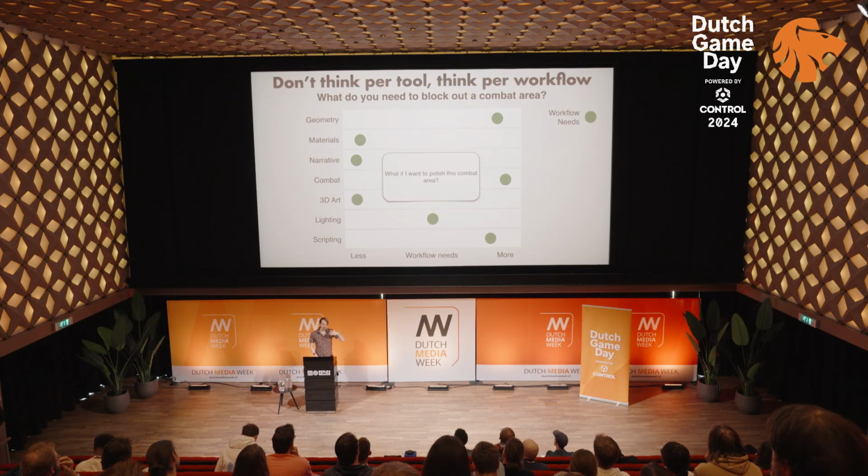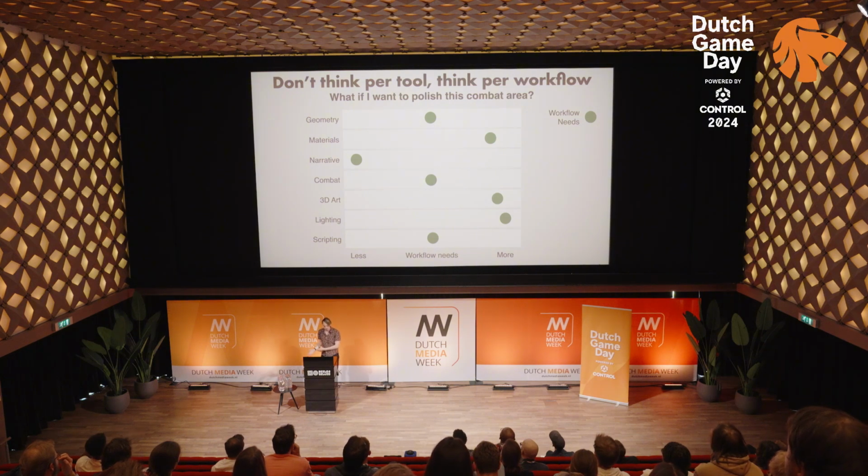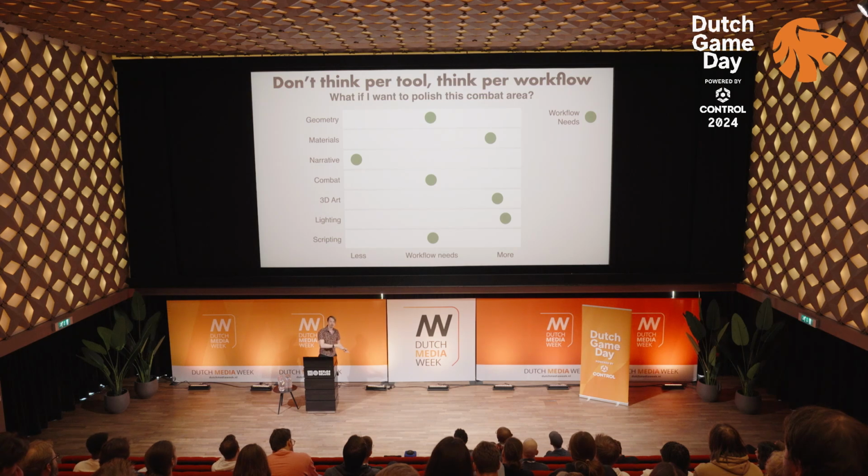Now, what if I want to polish this combat area? Because now we're done with it, I've got to move on to the next step, right? There's always next steps, we're always constantly building. All of this changes. Now you need much less geometry tooling, but much more material tooling. Still not a lot of narrative, but a little bit of combat, a lot of 3D art, and a lot of lighting, right? So even with the same area, the user has to adjust to what they are currently building.